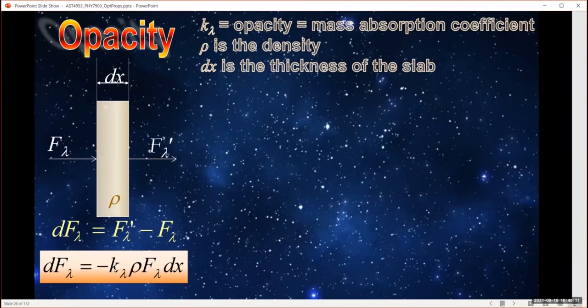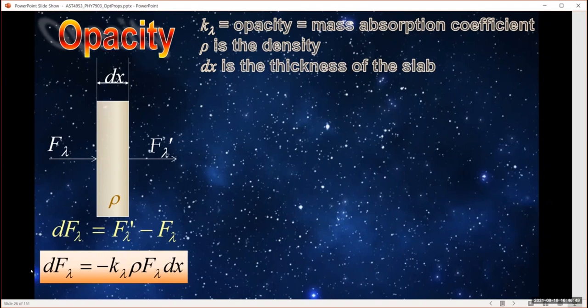Remember, all of these values are wavelength dependent, and so there tends to be a little sub lambda there. So this is the opacity. The density, because you may have a material that has an intrinsic opacity, but if you make it denser, it will be more opaque. Then you have the amount of flux that hit it in the first place, and you have the thickness. So as it goes through, more light will be absorbed if the thickness gets thicker. If the density gets higher, then more light will be absorbed.